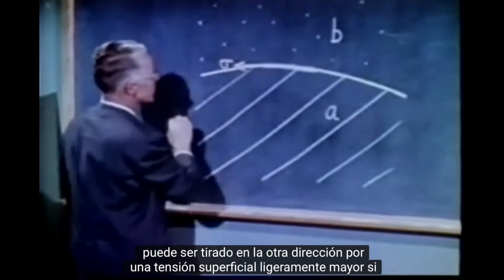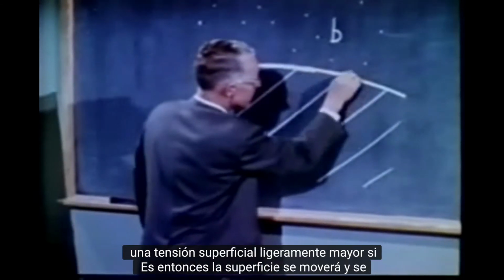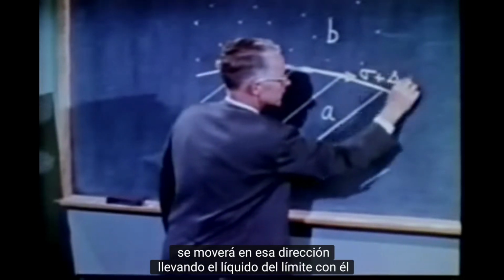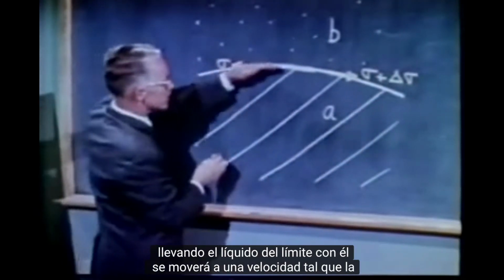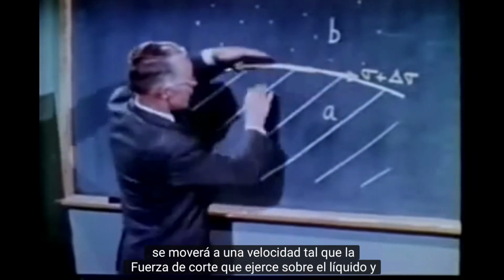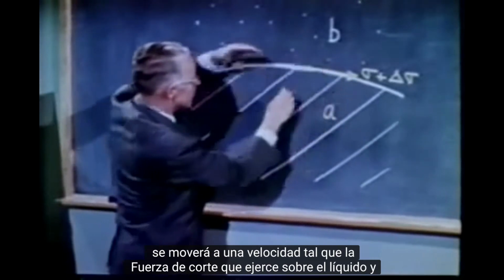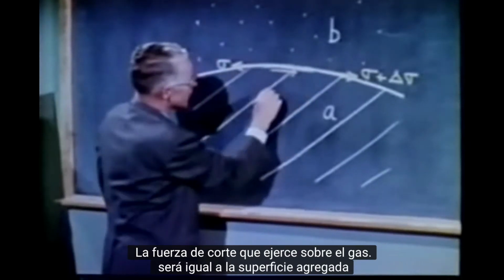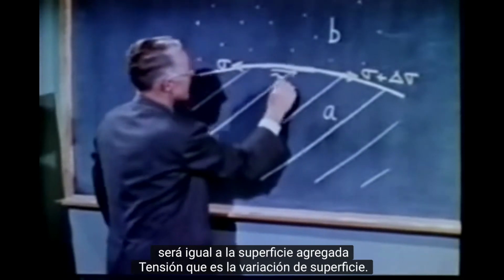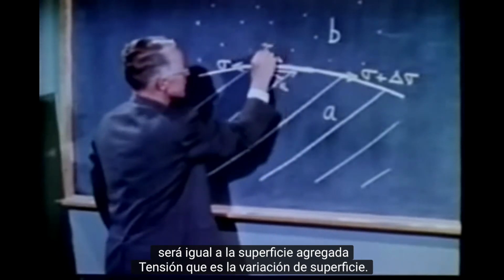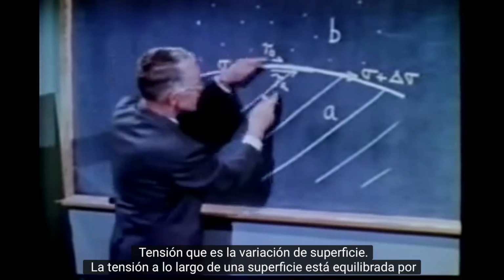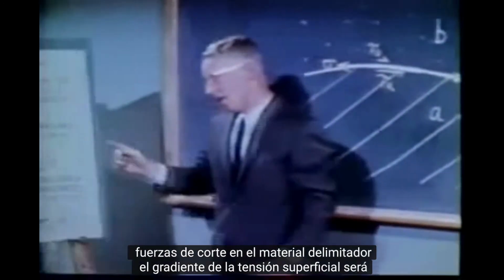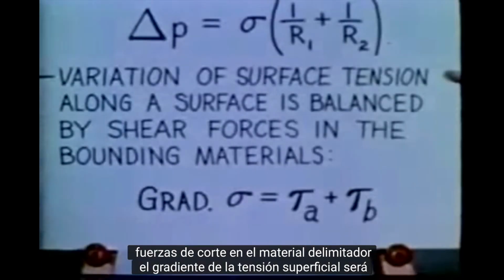If it is, then the surface will move, and it will move in that direction, carrying the boundary fluid with it. It will move at such a velocity that the shear force it exerts on the liquid and the shear force it exerts on the gas will just equal the added surface tension. That is, the variation of surface tension along a surface is balanced by shear forces in the bounding material. The gradient of the surface tension will be equaled by these shear forces.